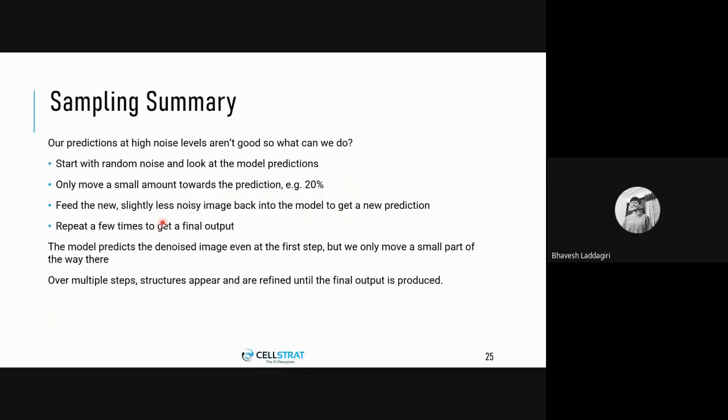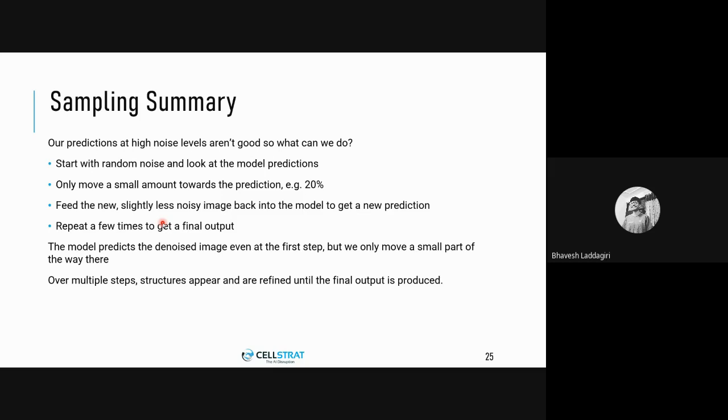As a summary, in our sampling we took some random noise. We looked at the model prediction, moved only a little bit towards the prediction, and fed the slightly less noisy image back into the model to get a new prediction. We repeated this a few times, and then we finally got our output. The model predicts a denoised image even at the first step, right? We could have still used that as the input, but we are only moving a small way towards it. Over multiple steps, our input gets more refined, and we are able to simulate, at least, a process of removing noise bit by bit.